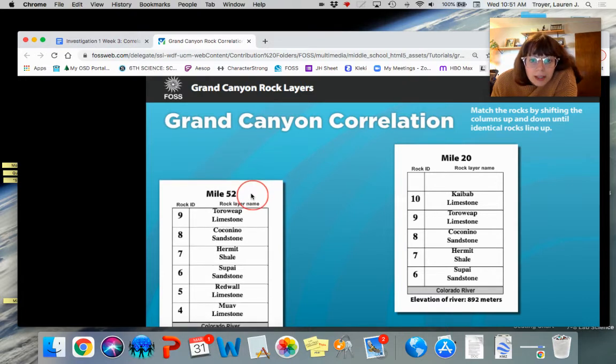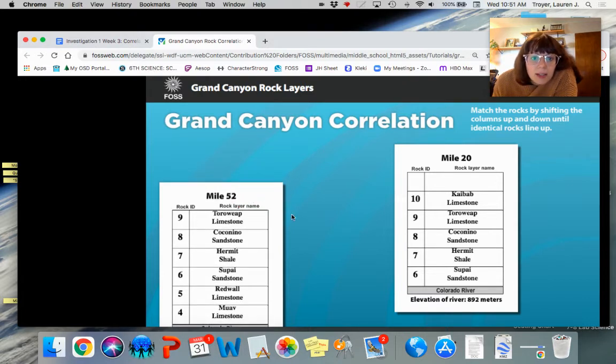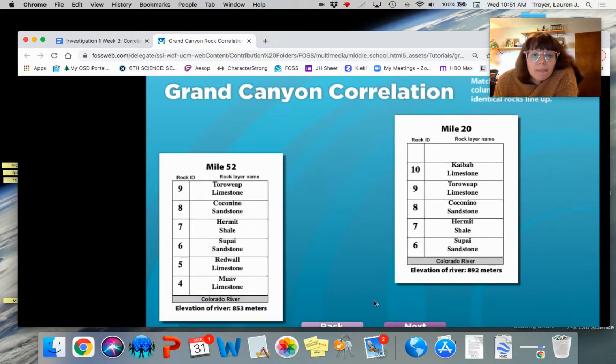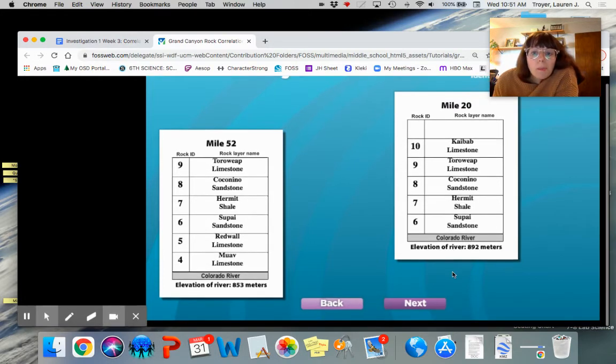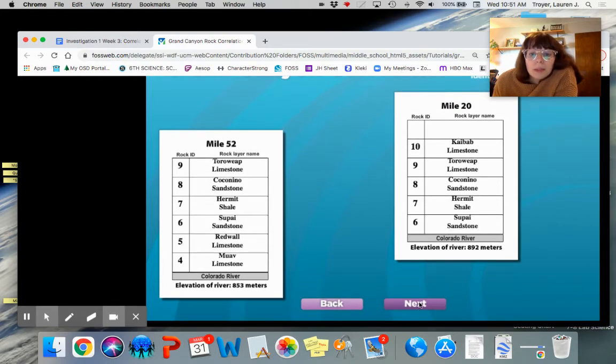So I'm sliding this down so that 9 lines up with 9, 8 lines up with 8, 7 lines up with 7, and 6 lines up with 6. Layer 5 is under the river over here, and so is layer 4. It's under the river, so you can't see it, but it's down there probably.